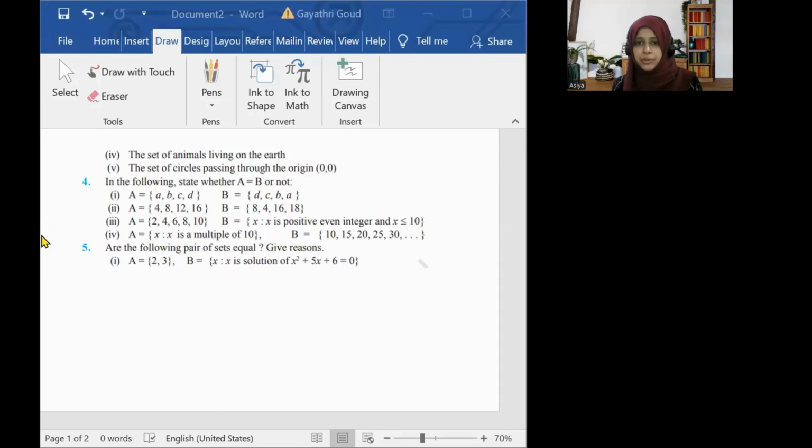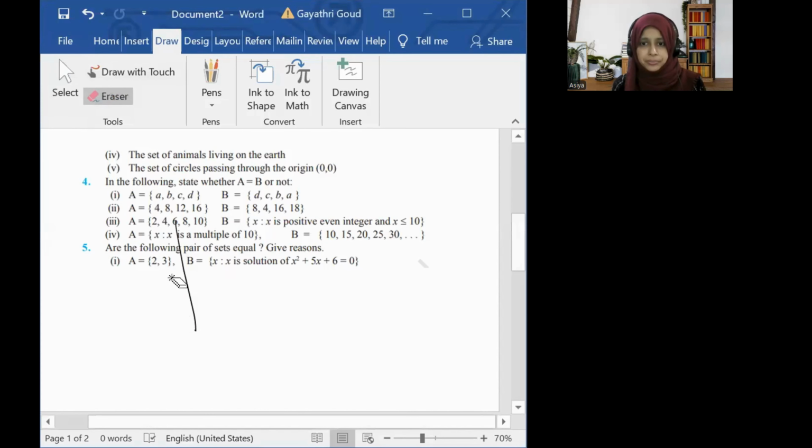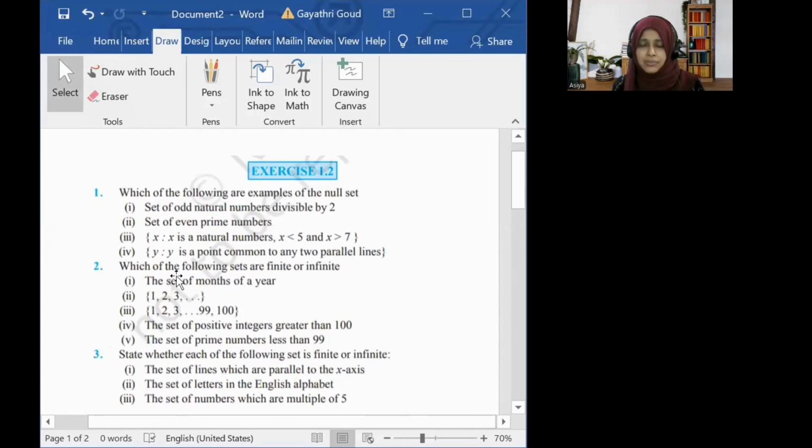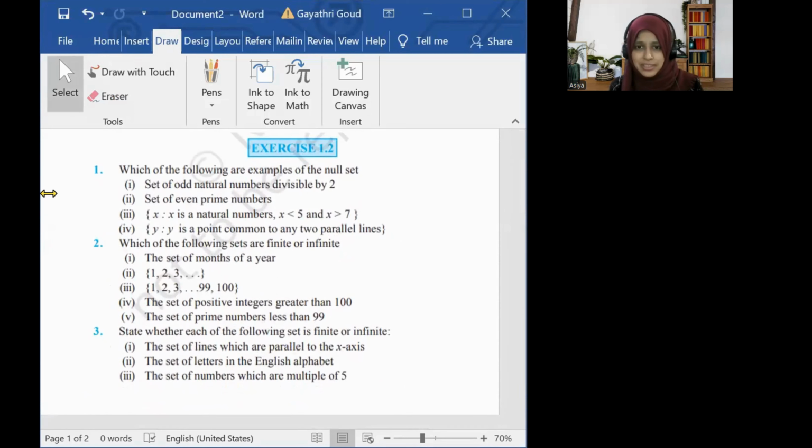Now, I hope you are able to see this. Now, let us get started with the exercise. As you all see, I have taken the screenshot directly from the textbook. So those who have the textbooks with them, well and fine. Those who do not, you can see it on my screen here.